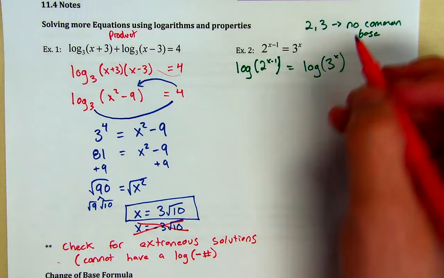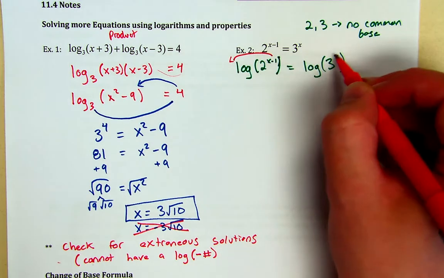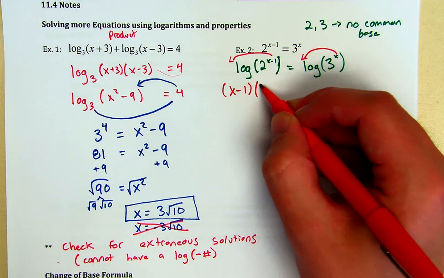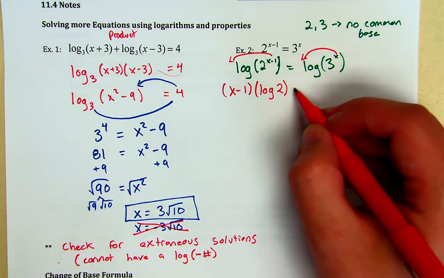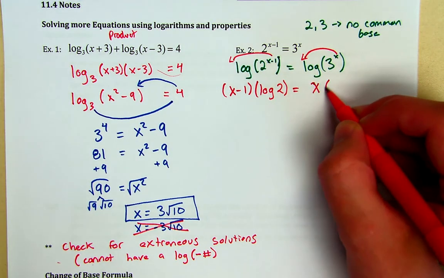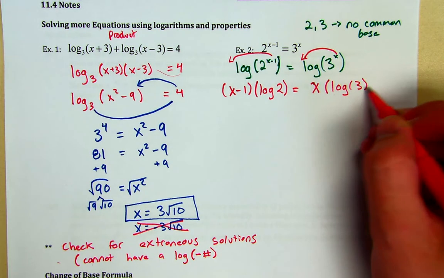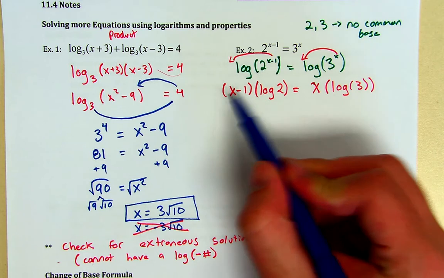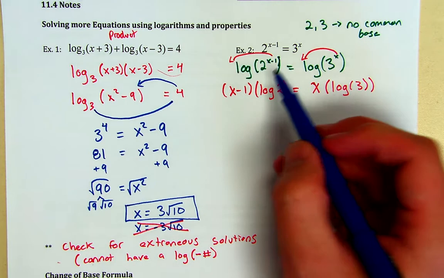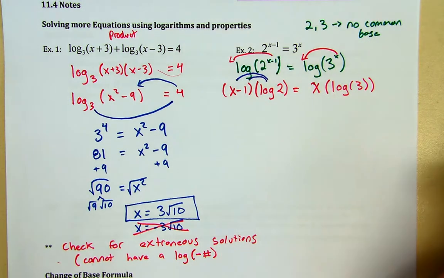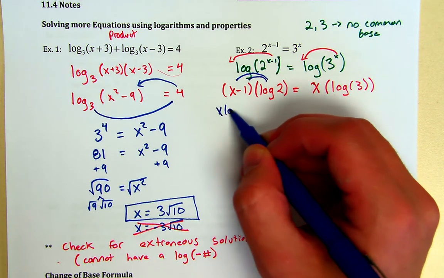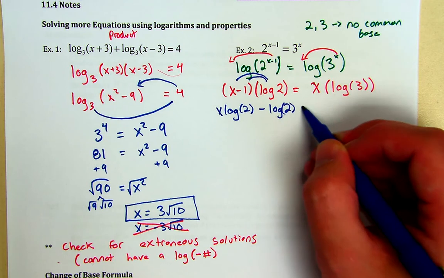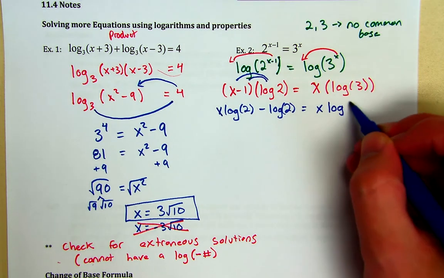Well, hopefully you're realizing, oh hey, there's a power here. I should take that down. So x minus 1 times the logarithm of 2 equals x times the logarithm of 3. And yes, we are going to distribute this so that we can get the x's all on the same side. So distribute log 2 to both. We get x log 2 minus log 2 equals x log 3.